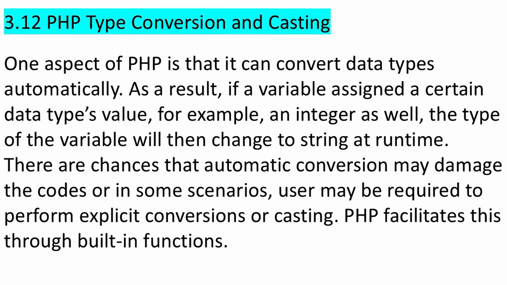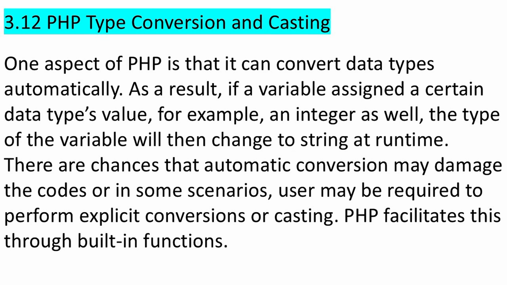PHP provides several built-in ways to perform typecasting. You can use syntax like int variable to convert a value into an integer, float variable to turn it into a floating point number, or string variable to convert it into text. These conversions help you maintain full control over your data types, especially in cases where automatic type juggling might produce confusing results.